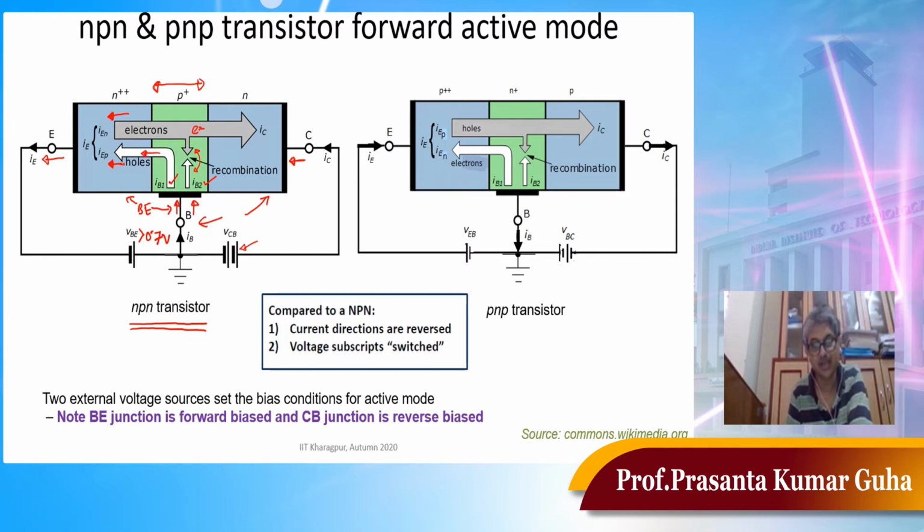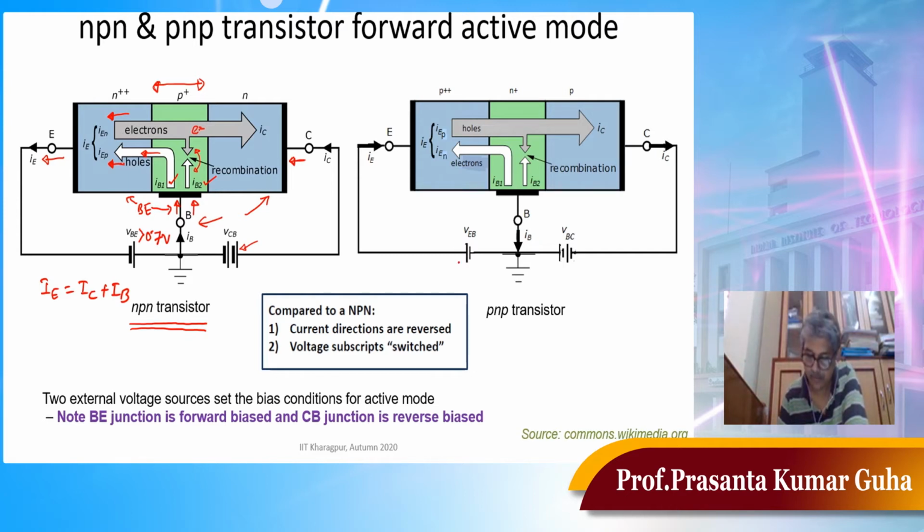If I use KCL, Kirchhoff's current law, we can say IE equals IC plus IB. This discussion is equally valid for the picture I have depicted on the right hand side of the slide. Here you see this is a PNP transistor, whereas the left one I mentioned is an NPN transistor. In the PNP transistor, this is emitter, this is base, and this is collector.